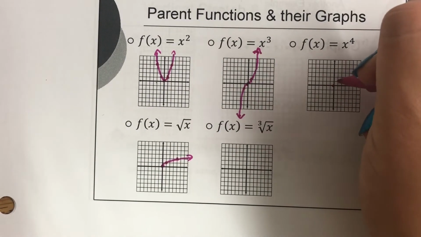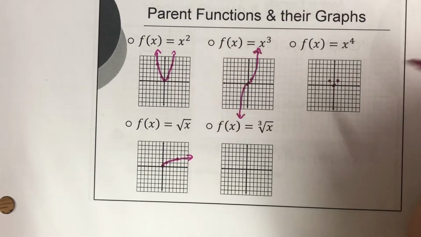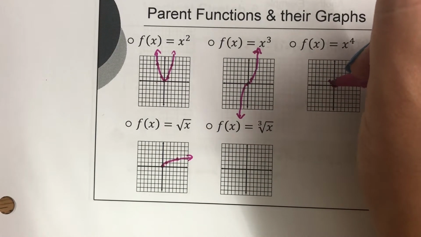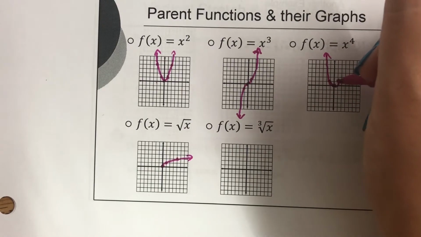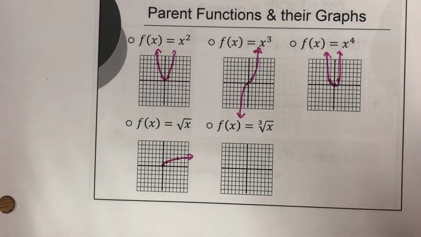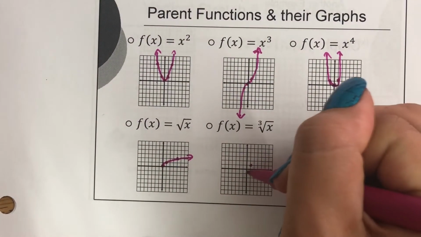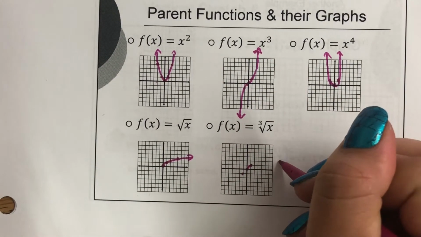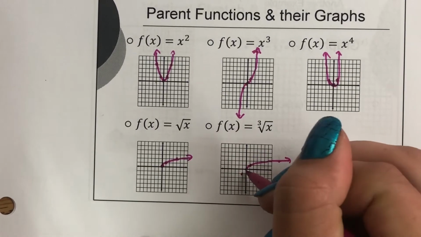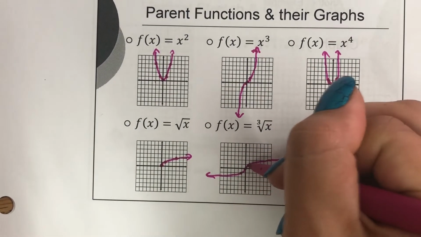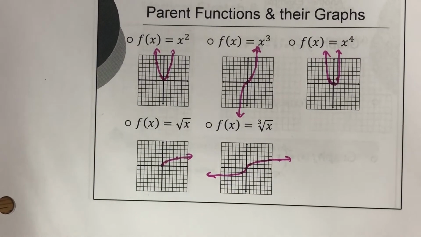X to the fourth, so you have 0, 0. All positive outputs, just like x squared, and 2 would go up to 16. This is more of a U than a V. It looks very much like a U. All right, the cube root of x: the cube root of 1 is 1, and it looks like this, and you'd have the cube root of 8 being 2. There we go, those are our parent functions with precision. When you're doing transformations, I expect you to plot at least 3 points with precision.